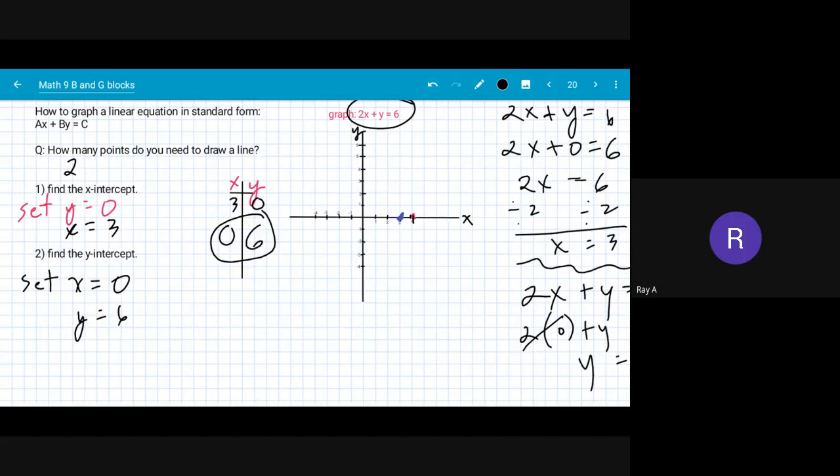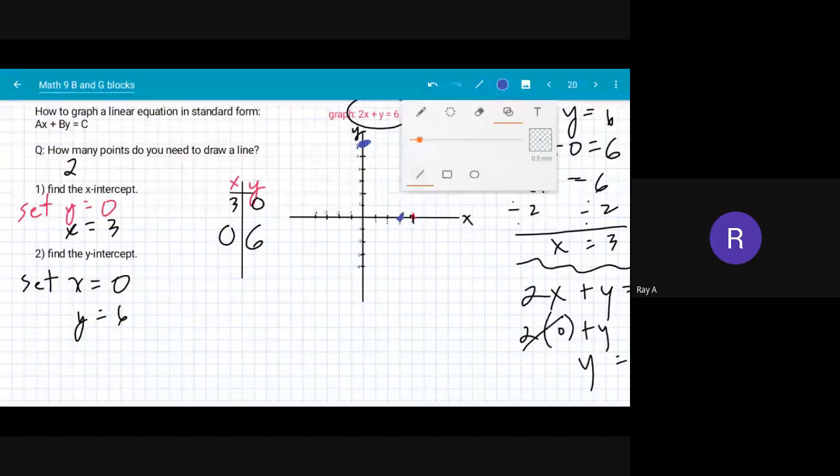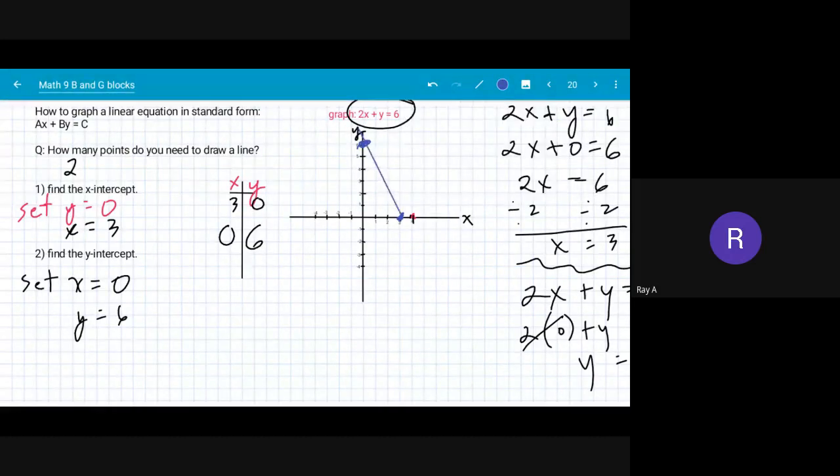Those are your coordinates. So where in your graph is (0, 6) going to be? (0, 6) would be up here, right here. So what do we do? We connect those two points, and there is a simple sketch of the graph. It's not a perfect one. I'm just saying that that's going to be a good graph for 2x plus y equals 6.